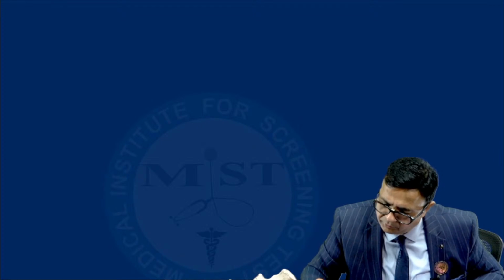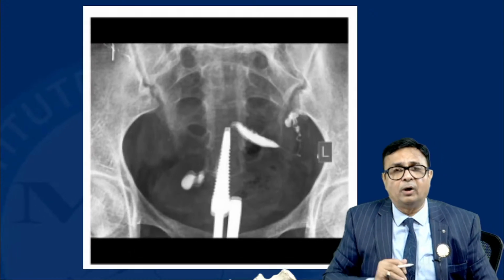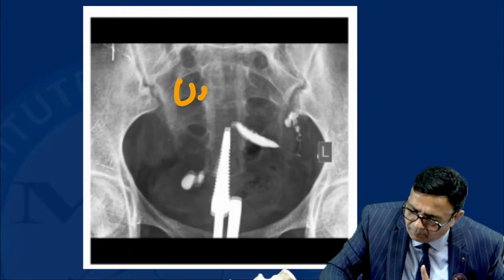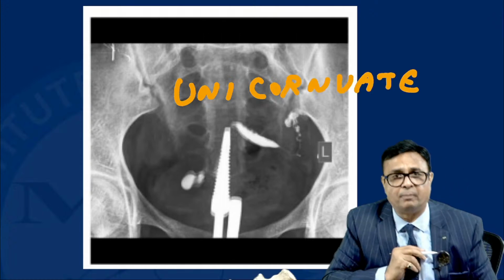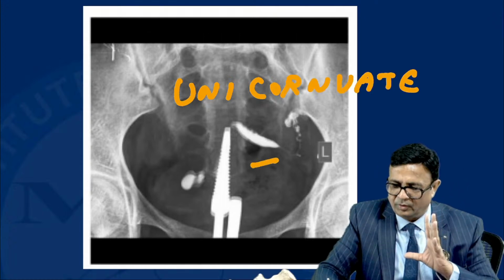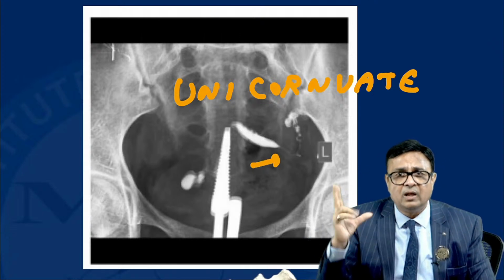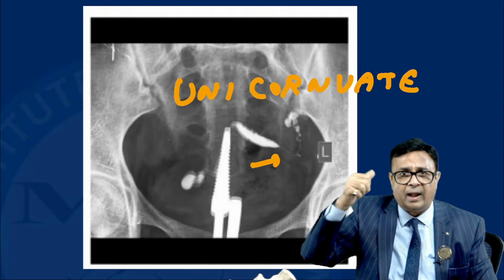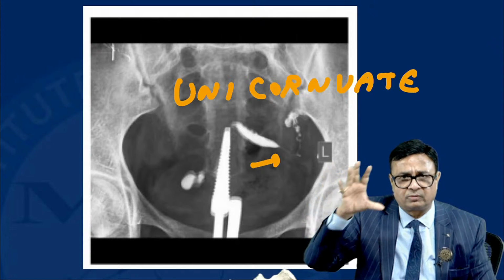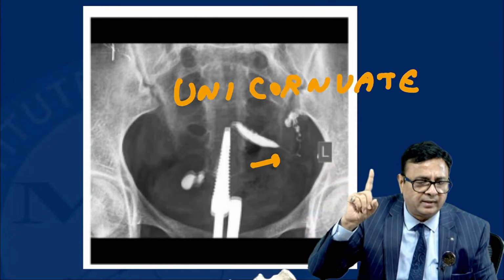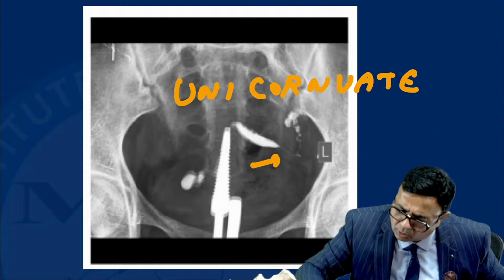Unicornuate uterus. In a unicornuate uterus, only one Mullerian duct has developed. Because only one Mullerian duct has developed, only 50% of the uterus is developed, only on this side. A normal uterus develops by fusion of two Mullerian ducts. A unicornuate uterus, or banana-shaped uterus, develops if only one Mullerian duct develops embryologically. So this is the case of unicornuate uterus.